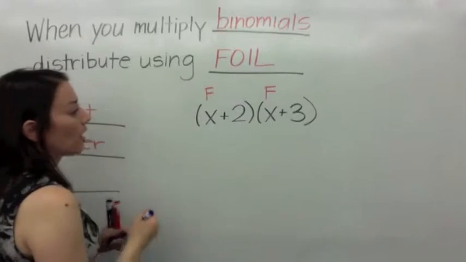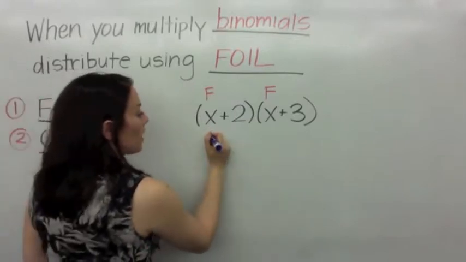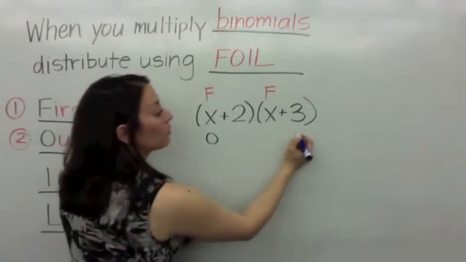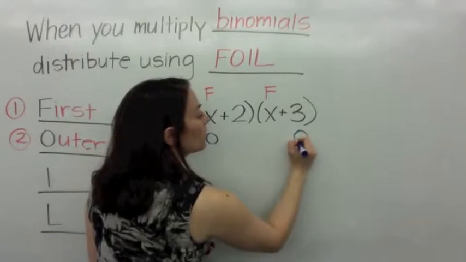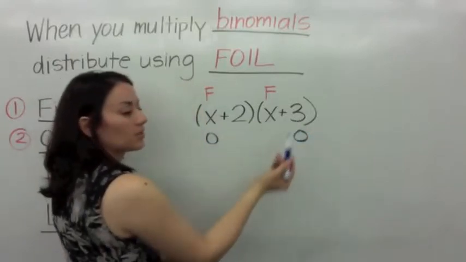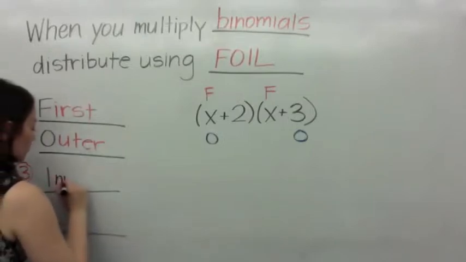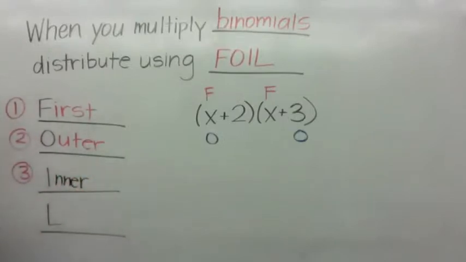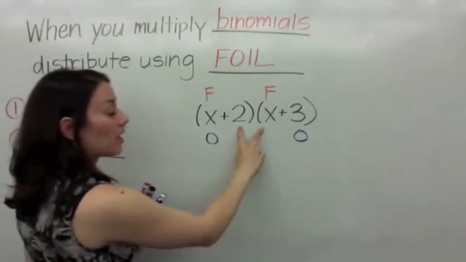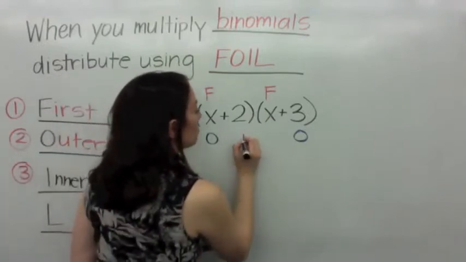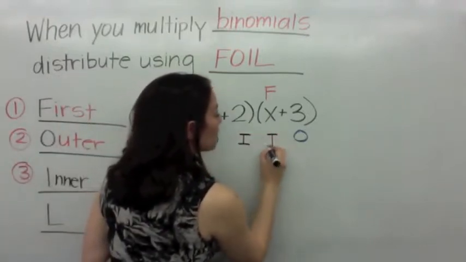The outer terms are actually going to also start with x. Okay? But this is going to be the outer term on the left-hand side and then the outer term over here. Those are the outer terms. So you'll multiply, for example, x times 3. Those are the outer terms. Okay? Step number 3 is to multiply the inner terms. Inner terms. The inner terms are on the inside when you're multiplying. Okay? So the inner terms are here. This would be 2 times x. Those are the inner terms.